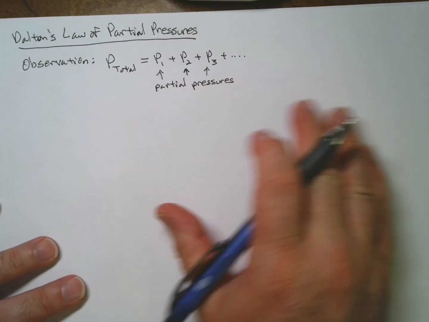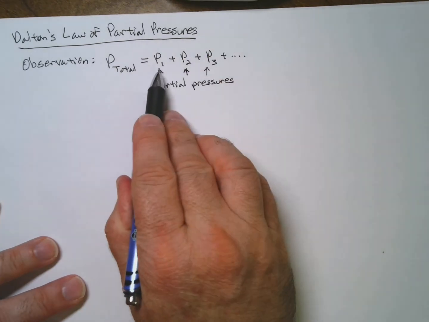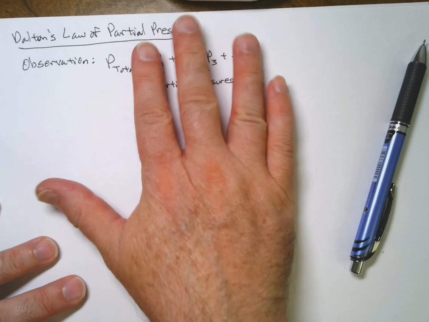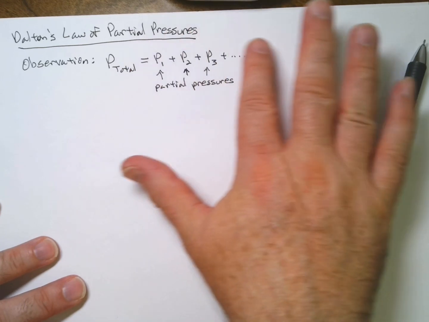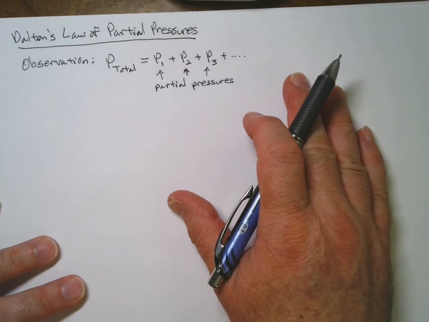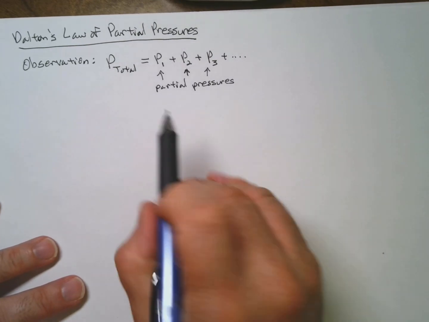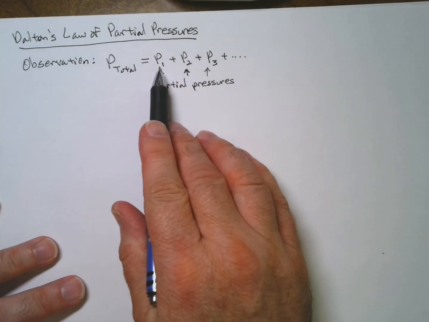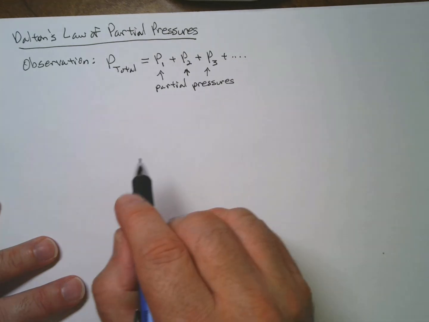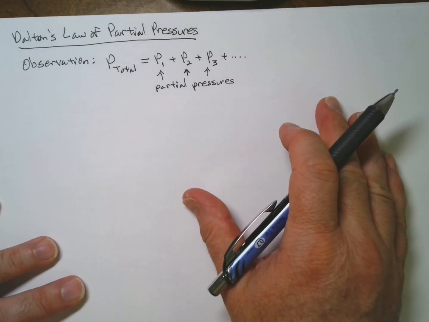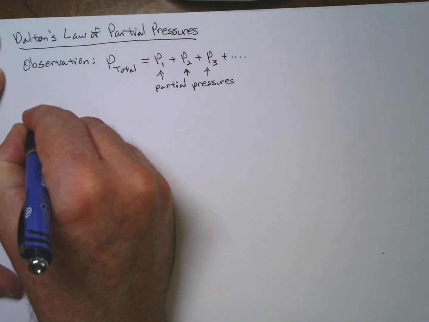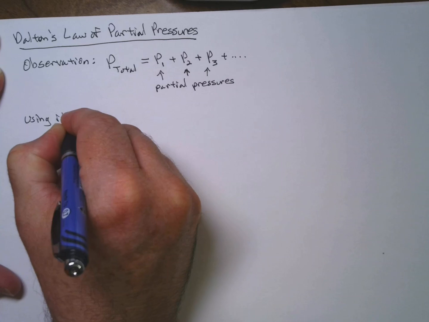So our total pressure is equal to the pressure if we just had gas 1 all by itself, plus the pressure if we just had gas 2, plus the pressure if we just had gas 3, etc., for all of our gases. Often I would just say the total pressure equals the pressure of oxygen plus the pressure of nitrogen plus the pressure of CO2 plus the pressure of argon, etc., if we're looking at air pressure, for example. So we can use the ideal gas law and do some math.